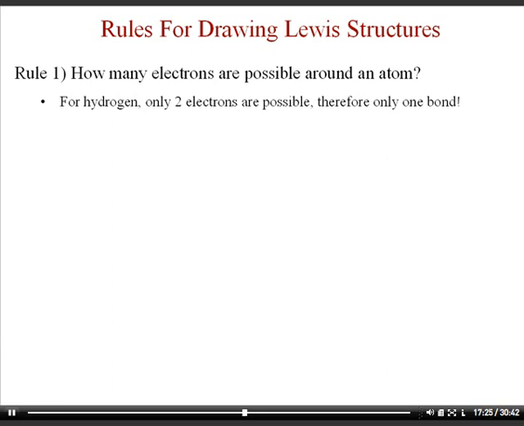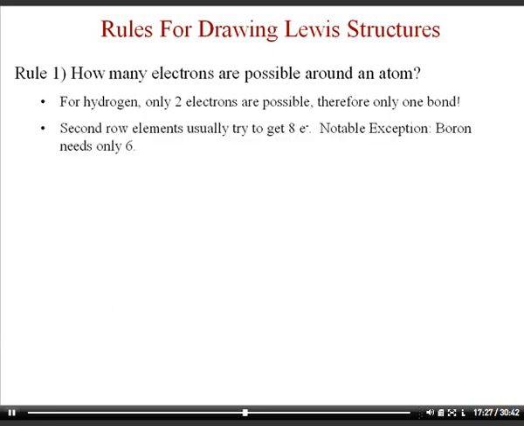Well, for hydrogen you only need 2, so it is only going to form a single bond. The second row elements and the third row elements typically are trying to get 8. Most elements want 8, but of course boron is the moron, he only needs 6.